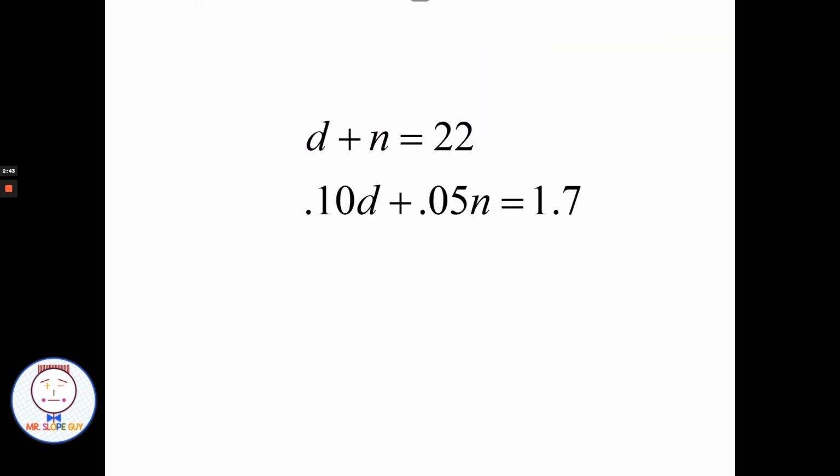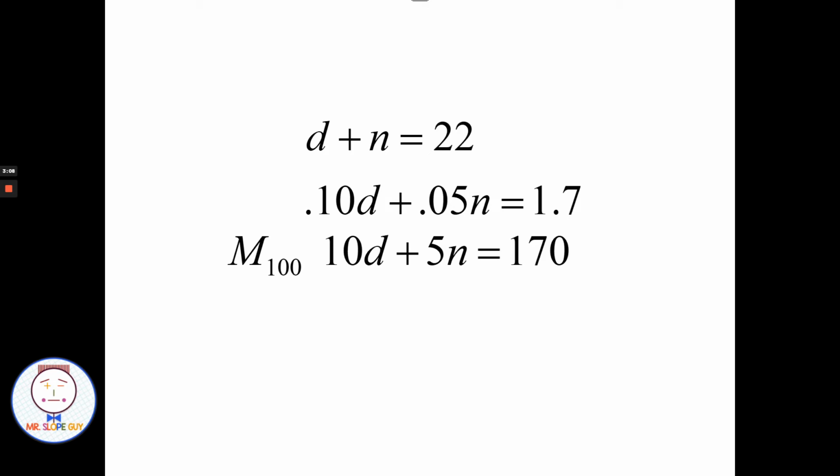In this case, I chose to do elimination, and when I look at that second equation with the 0.10 for the d, 0.05 for n, 1.7, I would multiply everything by 100, which will move all the decimals over 2 places and give us 10d plus 5n equals 170. I could stay with the decimal places. I would just have to be very careful not to lose any of them. But multiplying by 100 will change that to all whole numbers.